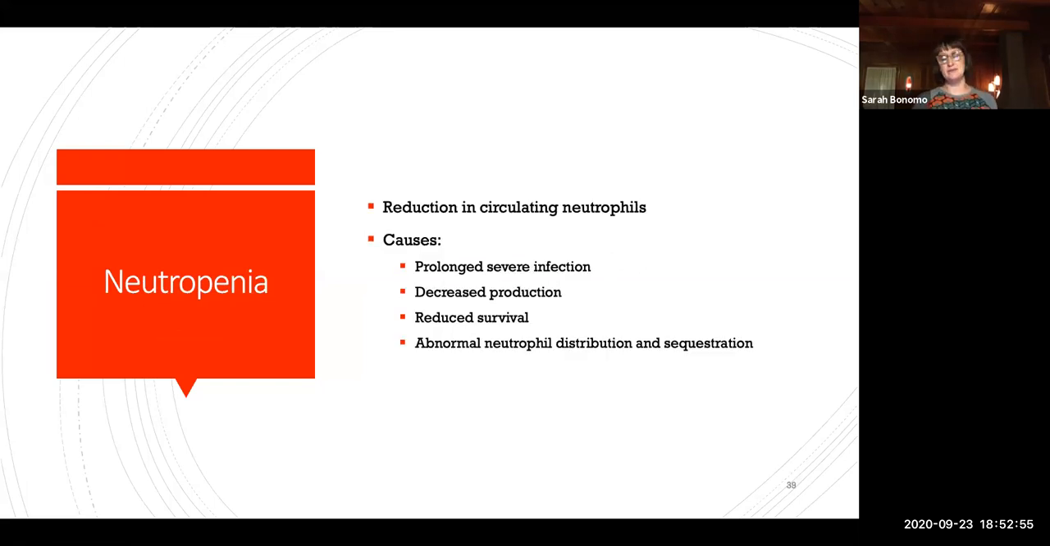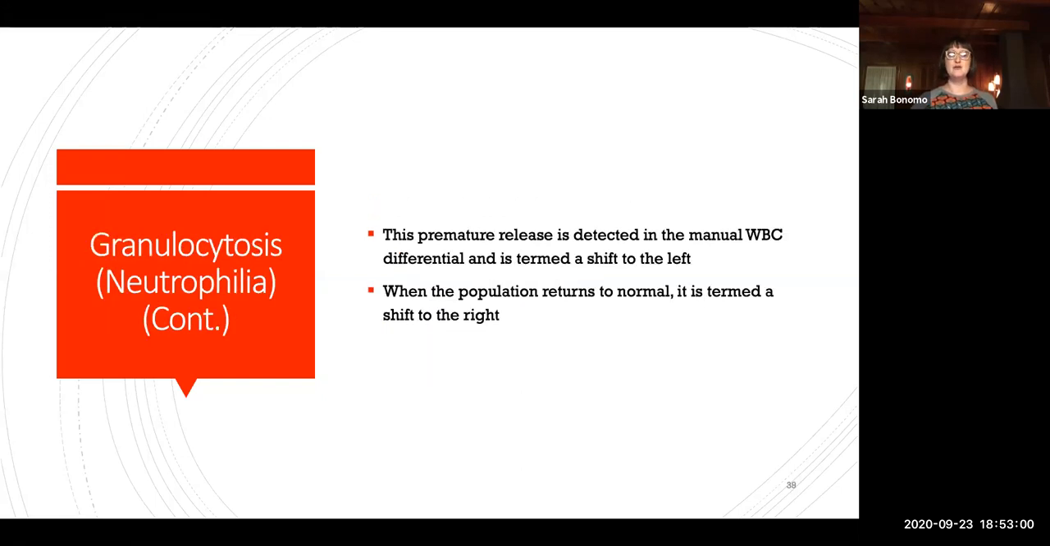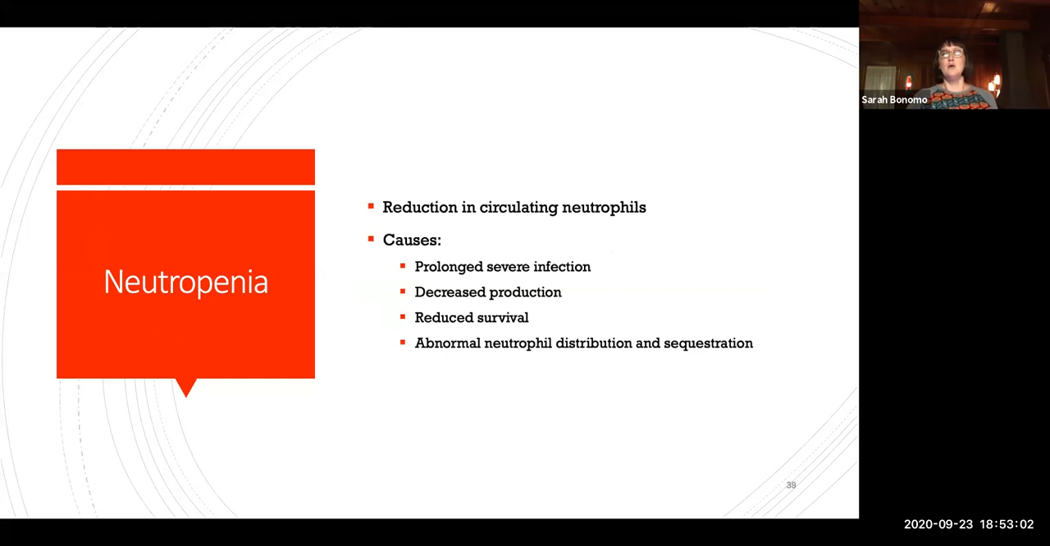Okay, and so that's in the case of infection or inflammation. We have neutrophilia. When we have neutropenia, that means we have a reduction in the number of neutrophils in circulation. So I always think of penia like teeny little, a small amount of neutrophils. This can be seen in diseases like aplastic anemia, leukemia, lymphoma, myelodysplastic syndrome.